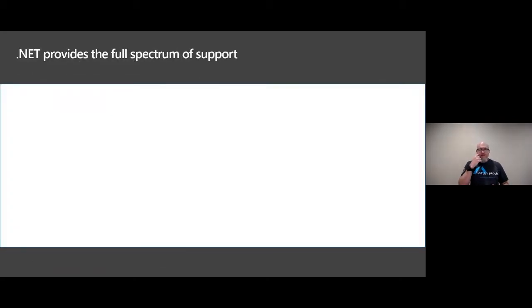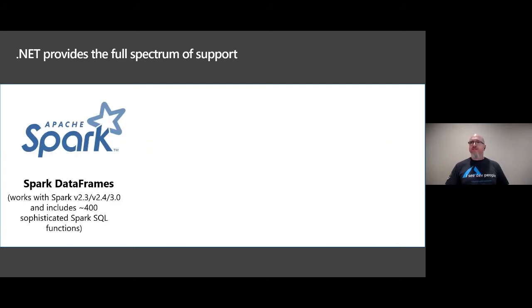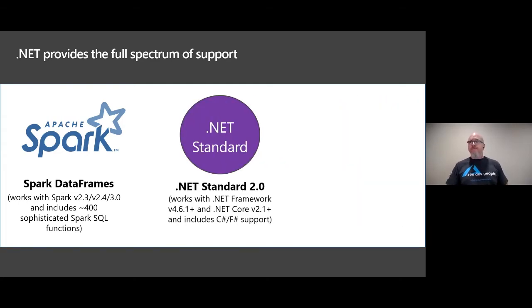.NET provides a full spectrum of support, and it does it without modifying that core Spark engine. And that's really important because we're not just changing the engine and trying to keep pace with updates. We're an add-on to that existing engine, so we're able to continue to provide value as Spark iterates. Currently, we support Spark versions 2.3, 2.4, and 3.0, as well as several functions, and I'll show you what a function looks like in a minute.